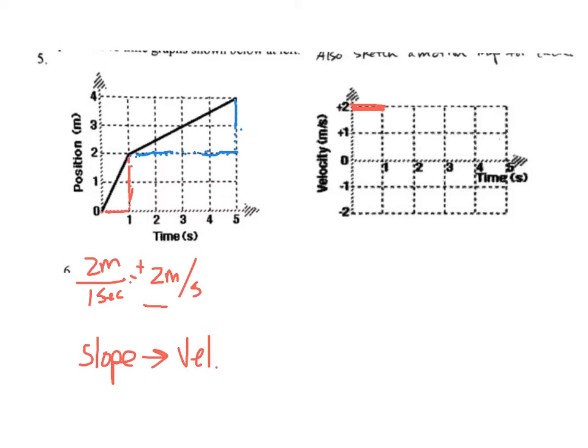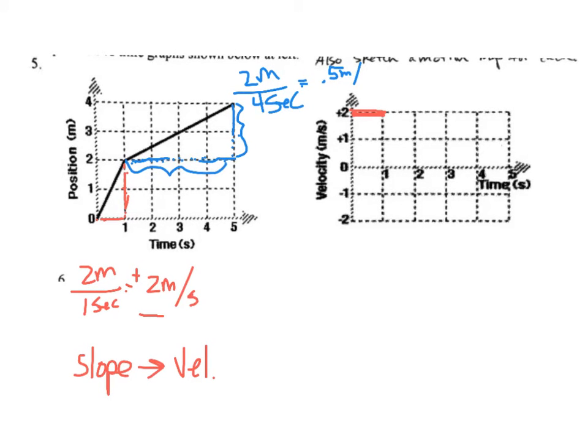And so, what's my rise? That would be my rise, and my rise is 2 meters. What's my run? Well, that would be this, which is 4 seconds, which gives me a velocity of what? 0.5 meters per second. Okay. That's also a positive slope right there, and so this is also positive 0.5 meters per second.